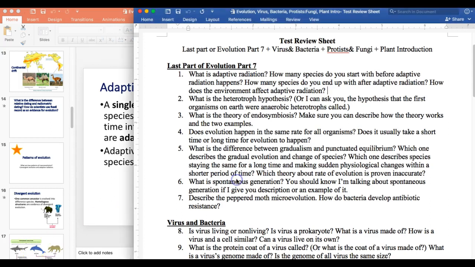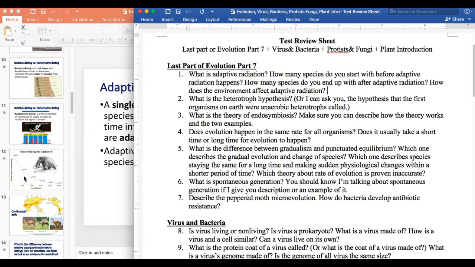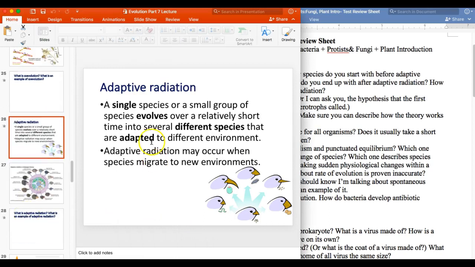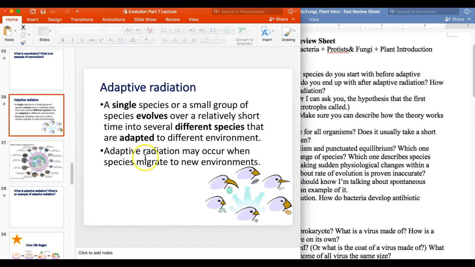So we'll first start with the last part of evolution. First question is, what is adaptive radiation? How many species do you start with before adaptive radiation happens? Basically, how adaptive radiation works. So if you go to our lecture slides, there are 2 slides on adaptive radiation.